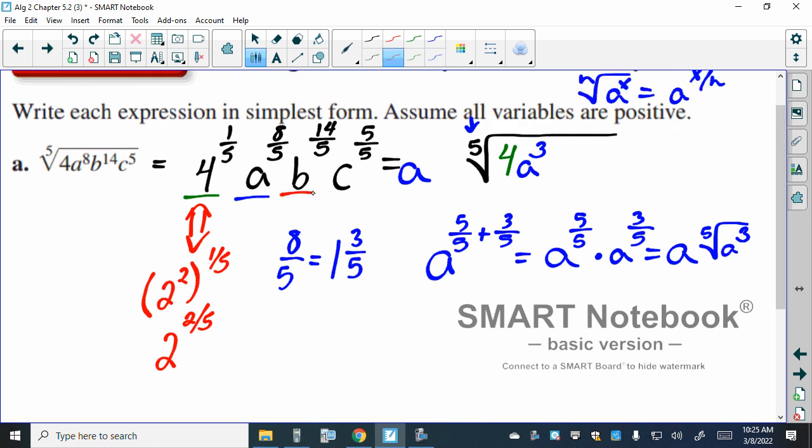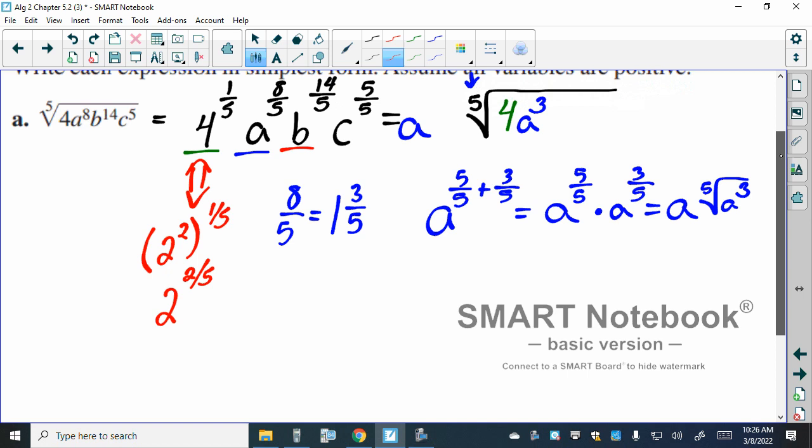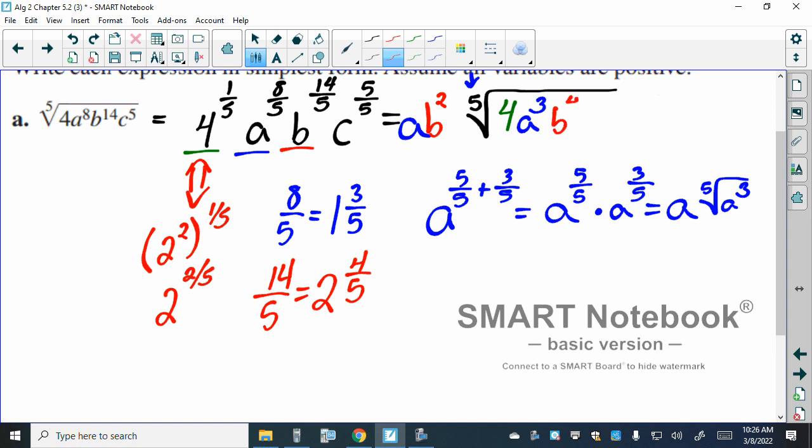We're ready to look at B. Because B is to the 14/5. Yeah, 14/5 is 2 and 4/5. So that means we have 2 wholes that we can take out. We can reduce out, because we can have B squared on the outside and B to the 4th on the inside.